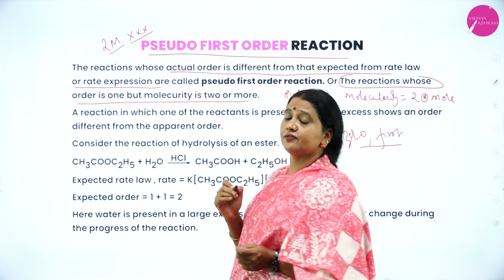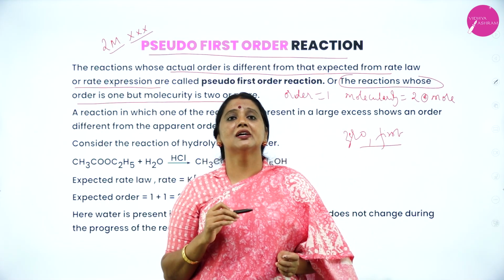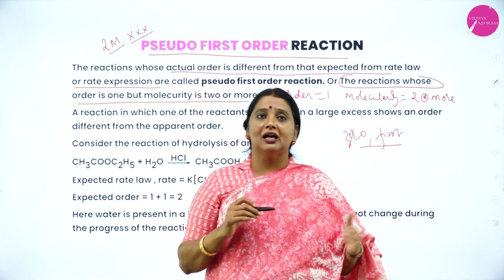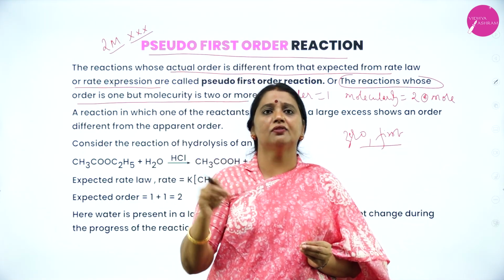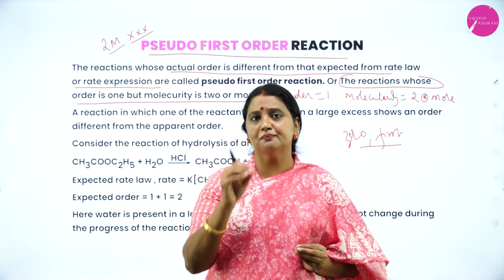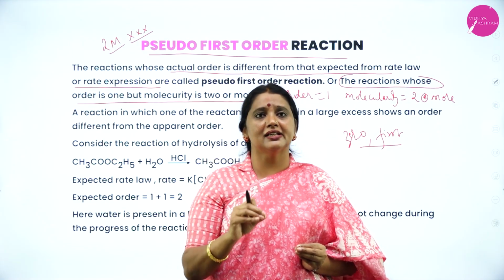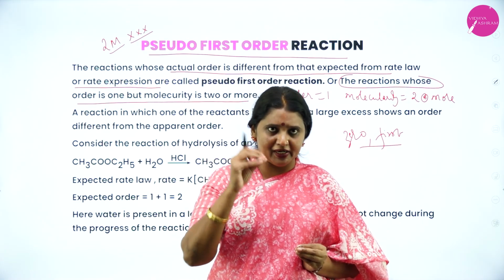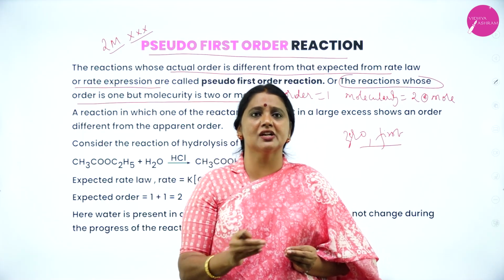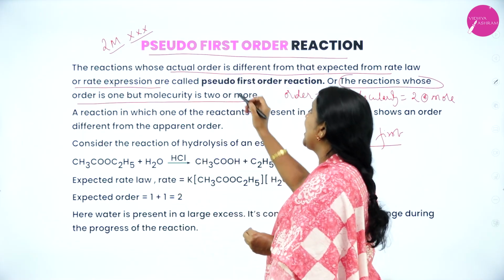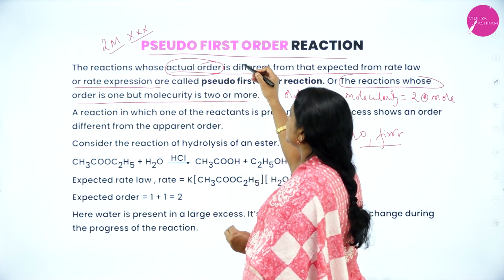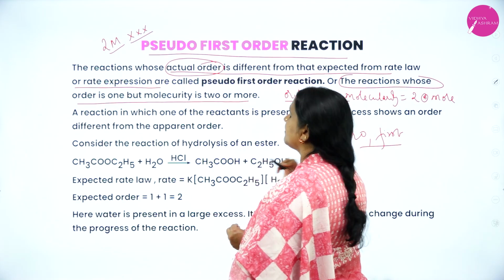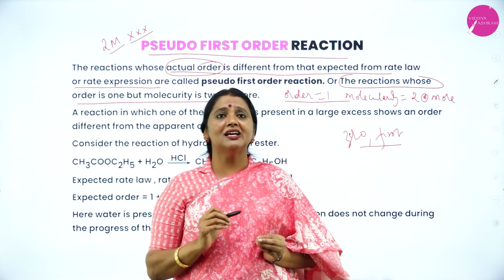Actual order is different from what we calculated from the rate law or rate expression. Already I explained that order is obtained by adding the sum of powers of molar concentration of the reactants present in the rate law or rate expression. The order we obtained from the rate law is not the same as the actual order. If this definition is difficult for you, you can use this definition for pseudo first order reactions.